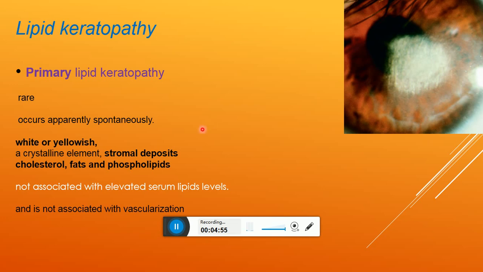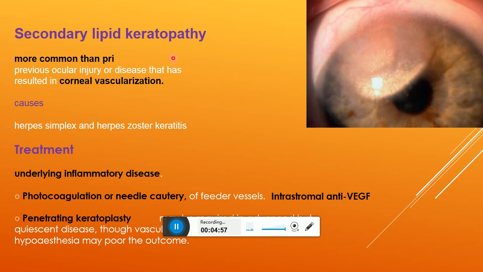Secondary lipid keratopathy is much more common, associated with previous ocular injury or disease that has resulted in corneal vascularization. Most common causes are herpes simplex and herpes zoster keratitis. Treatment is primarily aimed at medical control of the underlying inflammatory disease. Other options: photocoagulation, needle cautery.